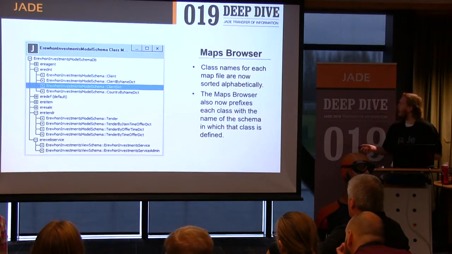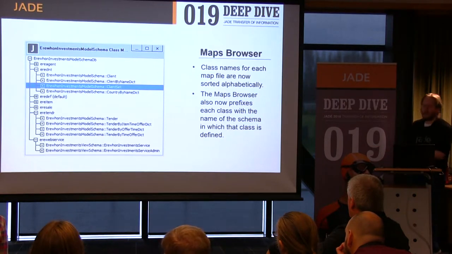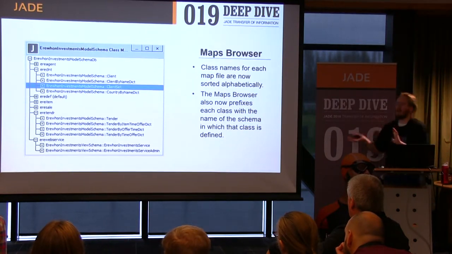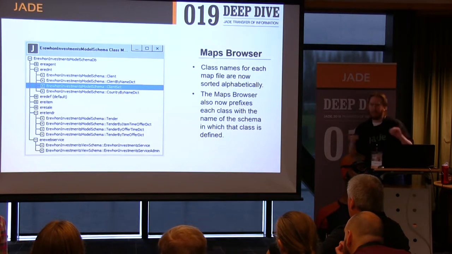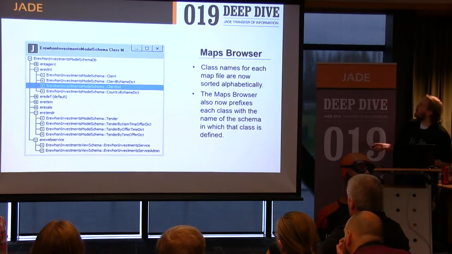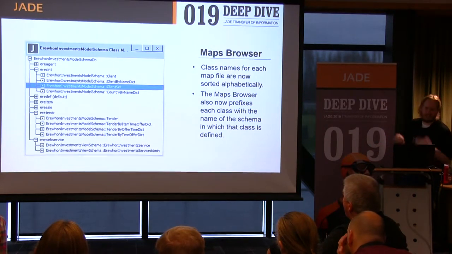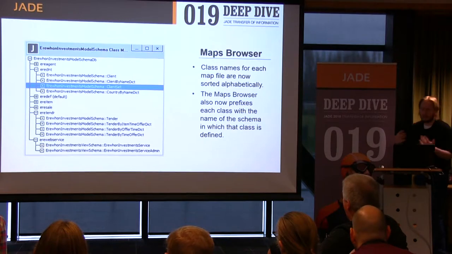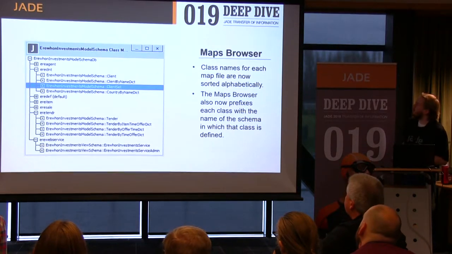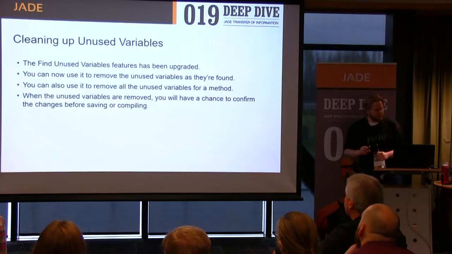Second of all, your classes are now going to have a prefix of what schema they come from. It's going to be particularly useful if you've got the same class name in multiple schemas in a map file for some reason. So you're going to have your schema and then your class name, and also it's alphabetical. And that's really all there is to say about that. Nothing we really need to do with it, you just get more information.